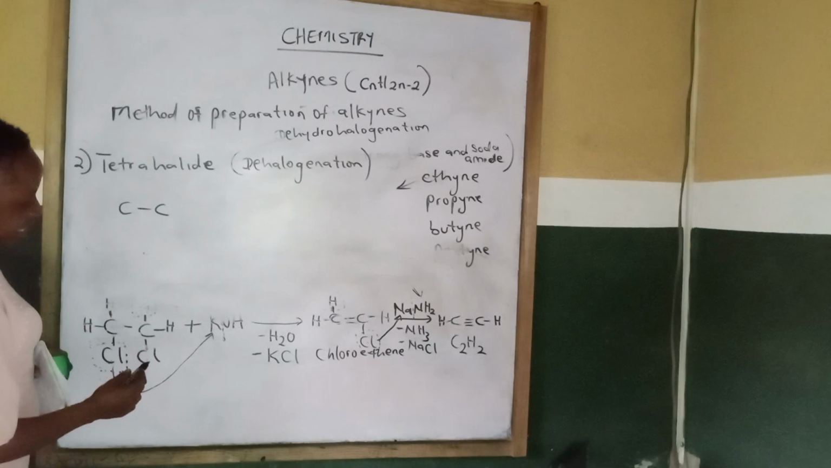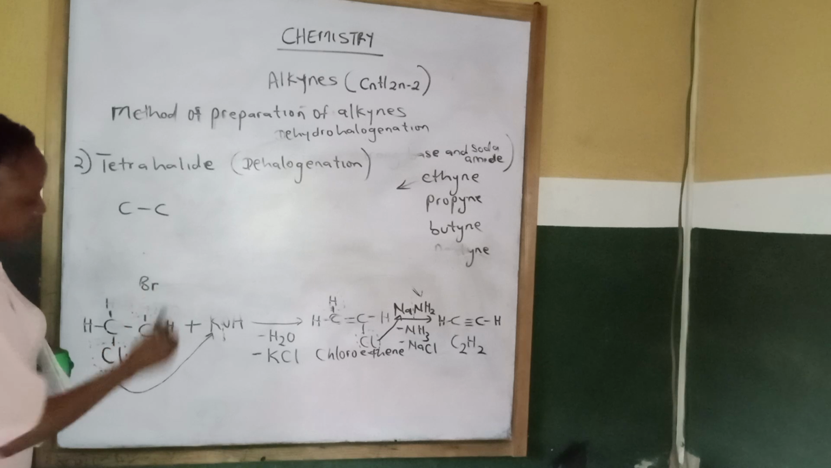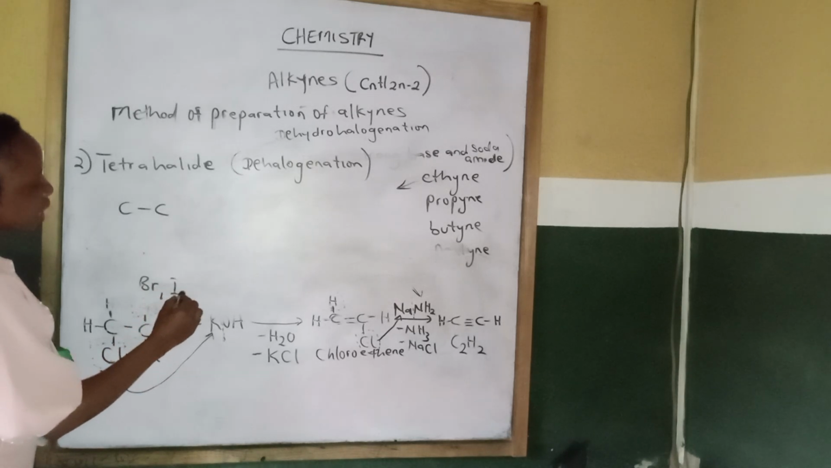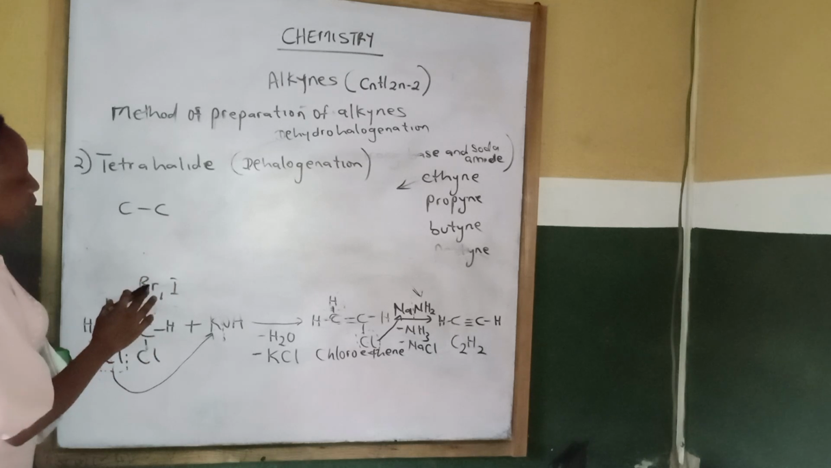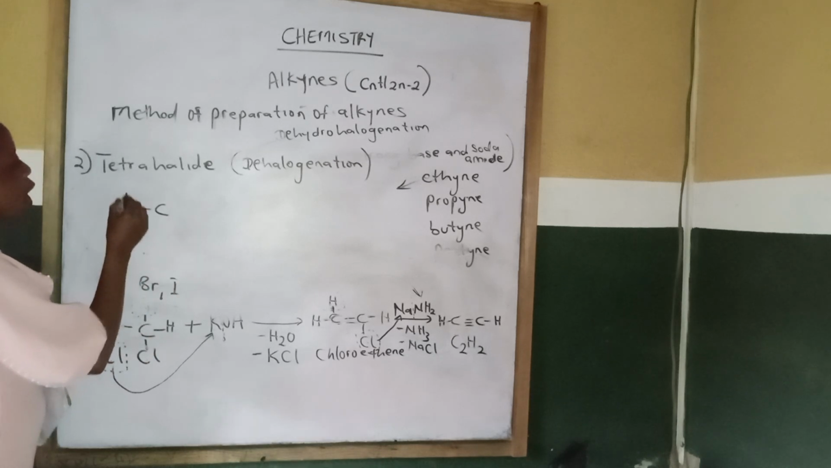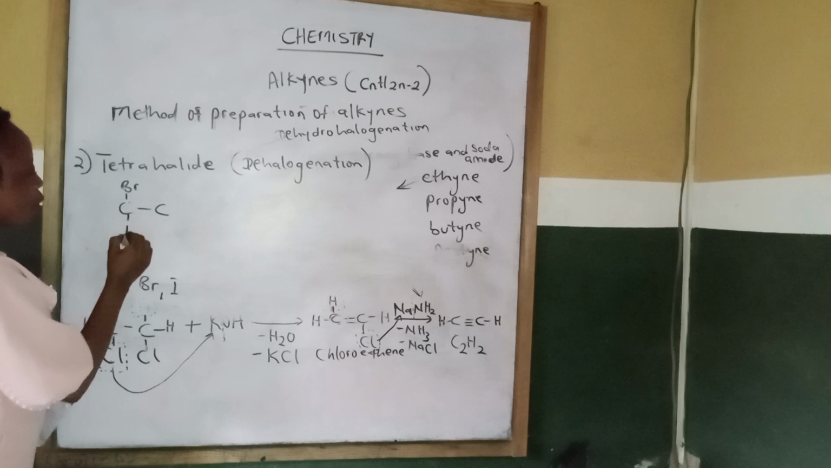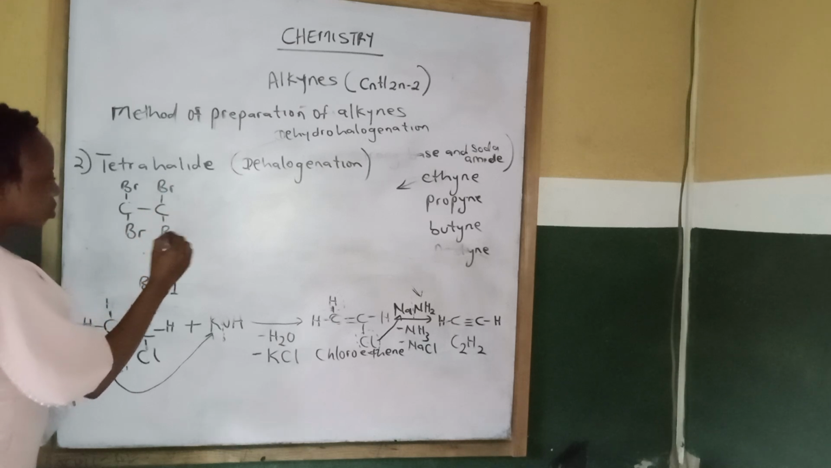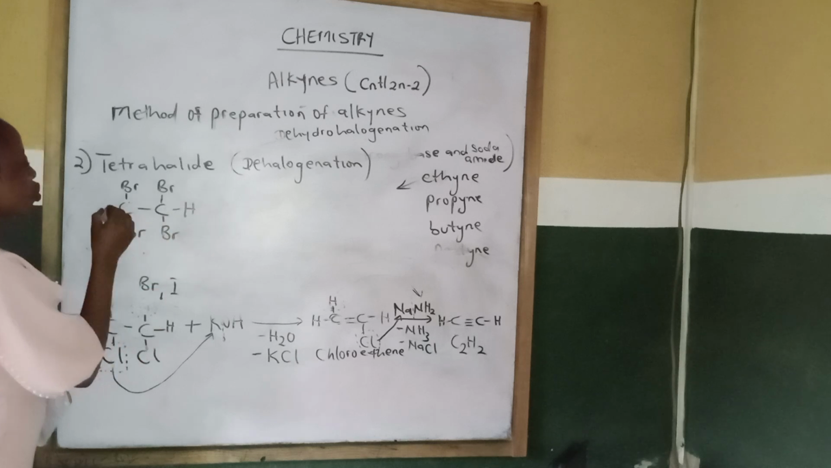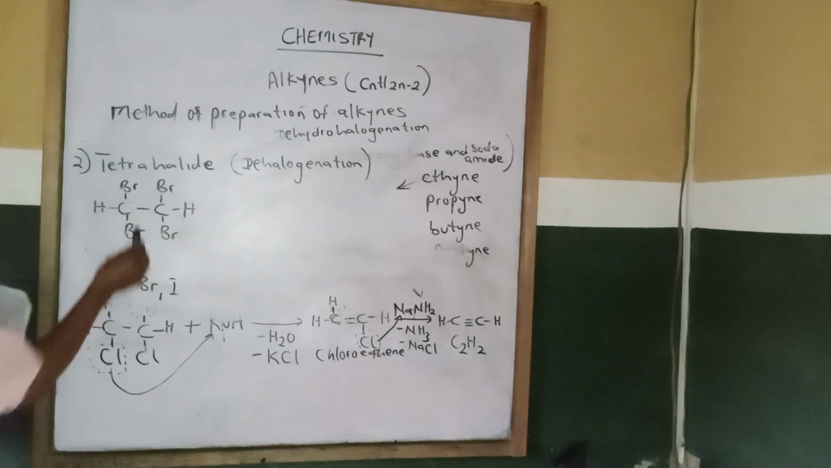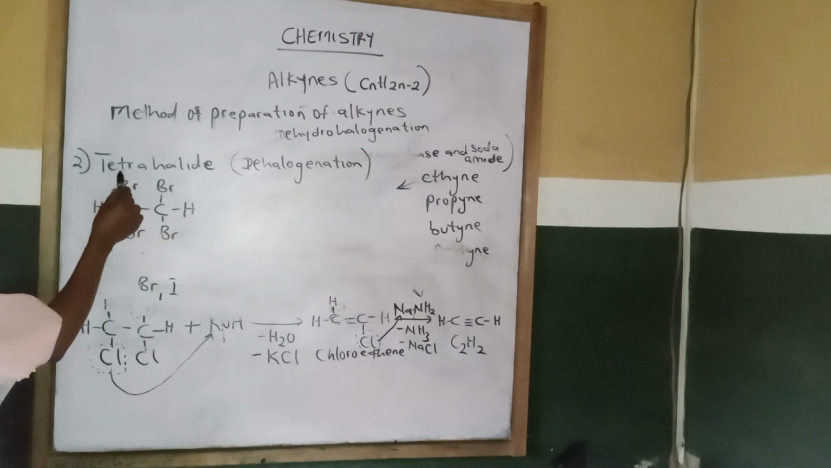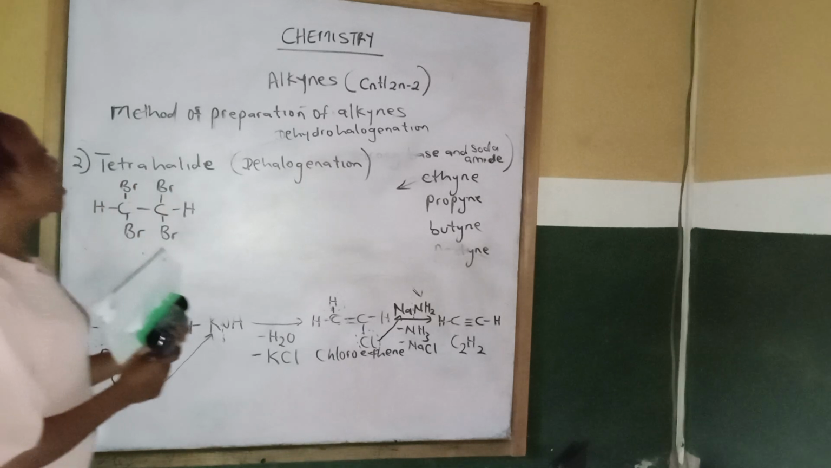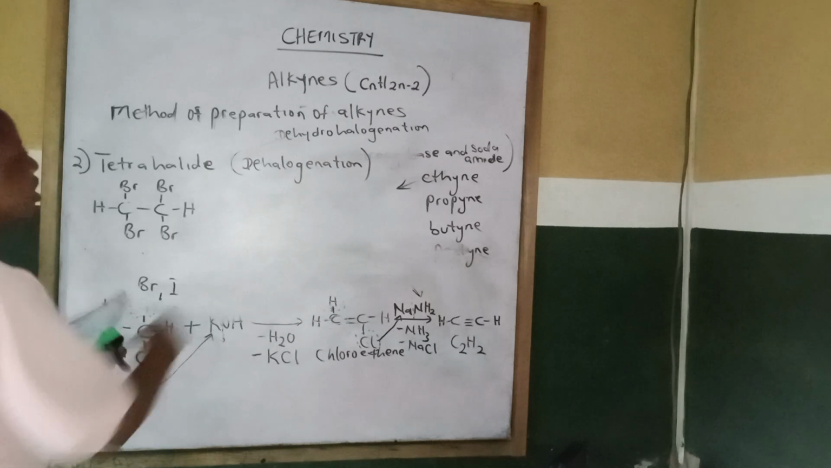Then I use chlorine here. We can also use bromine. You can use any halogen member. You can use bromine. You can use iodine. Then this time around, I'm going to use bromine. I will add four bromine atoms. Then fill the others with hydrogen atoms. So these four bromine atoms make it a tetrahalide.